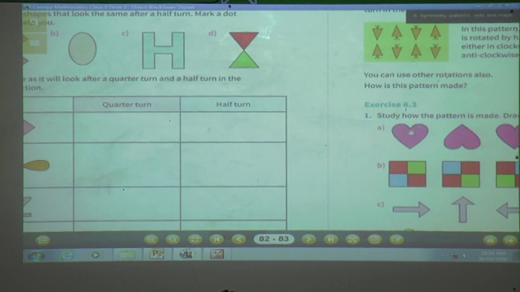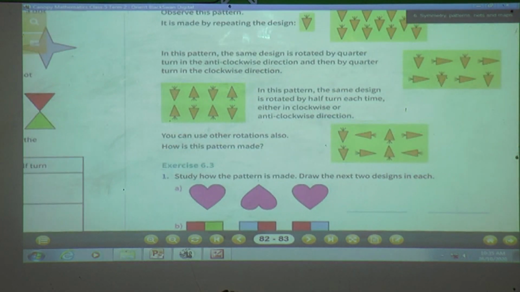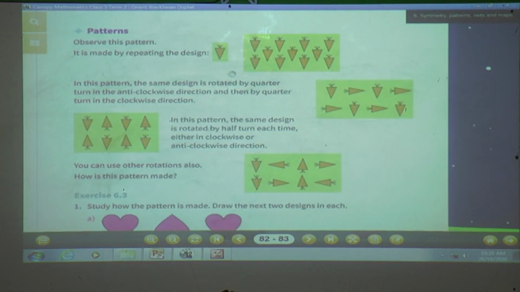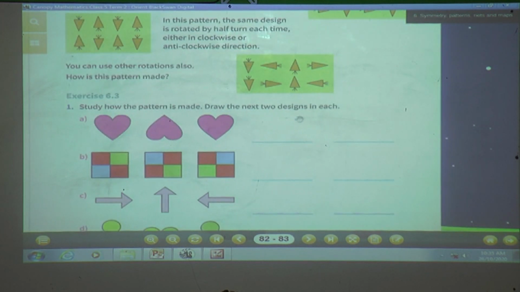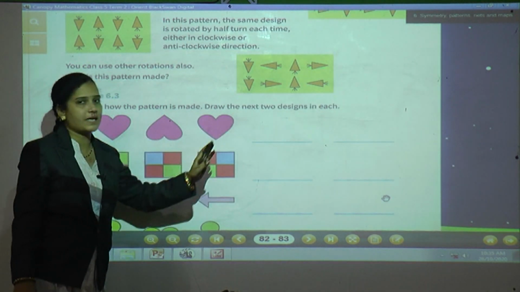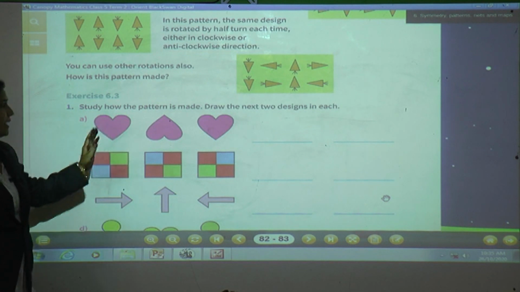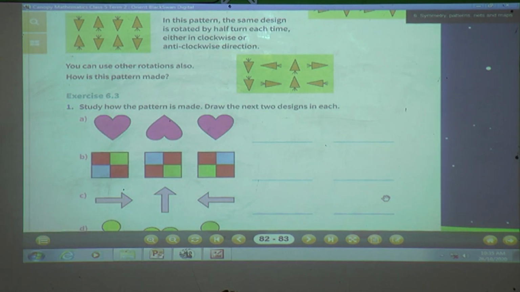Now on the next page, 83, see pattern. Here exercise 6.3, study how the pattern is made and draw the next two designs in each. So we have to draw the next two designs as per the pattern. Okay. Now number pattern, page number 84.